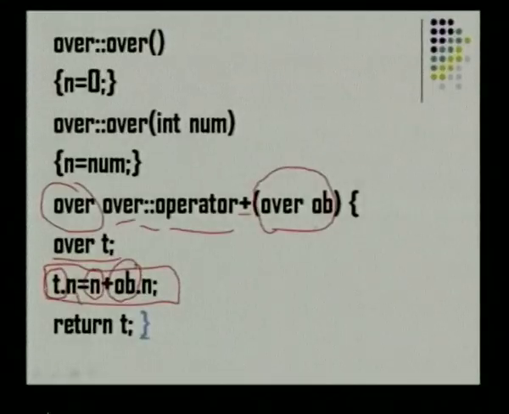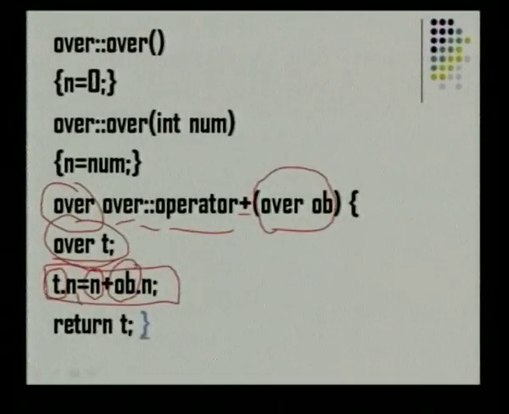So, that is what is done here in this operator function. You are having the third object which is supposed to hold the added value. You are having one data member which belongs to the object which calls this function, and you are having the second object whose value you are passing as an argument.